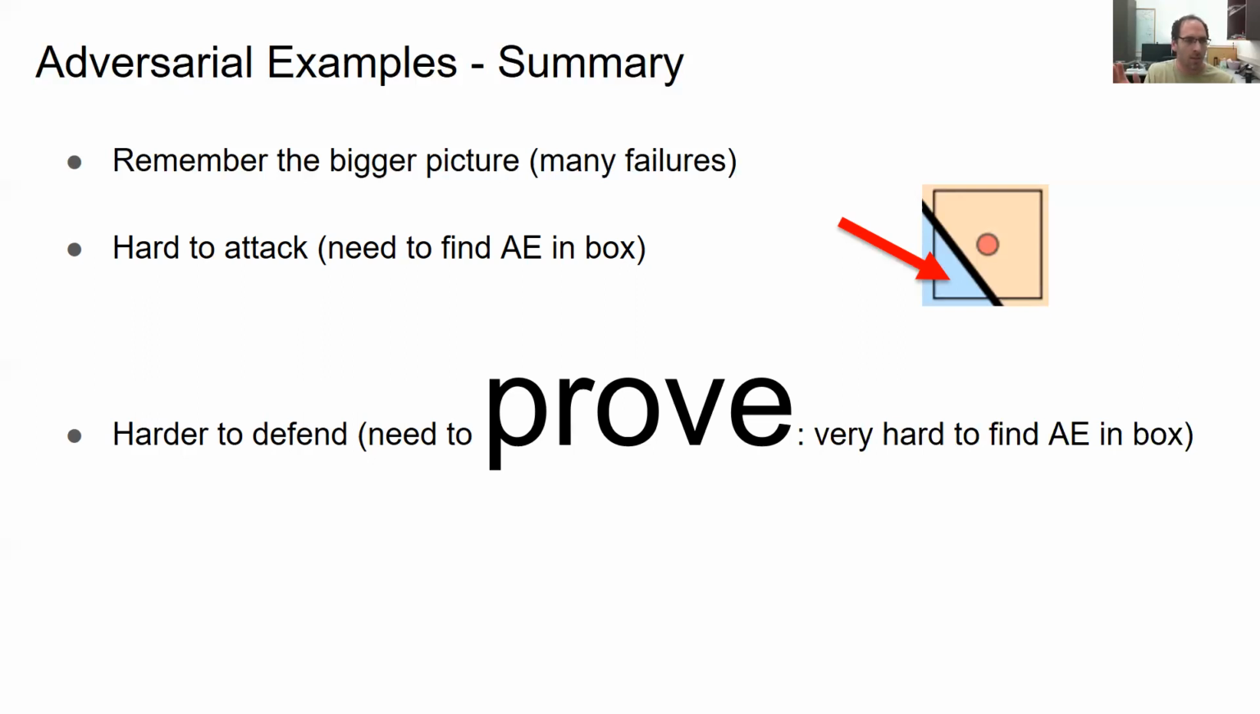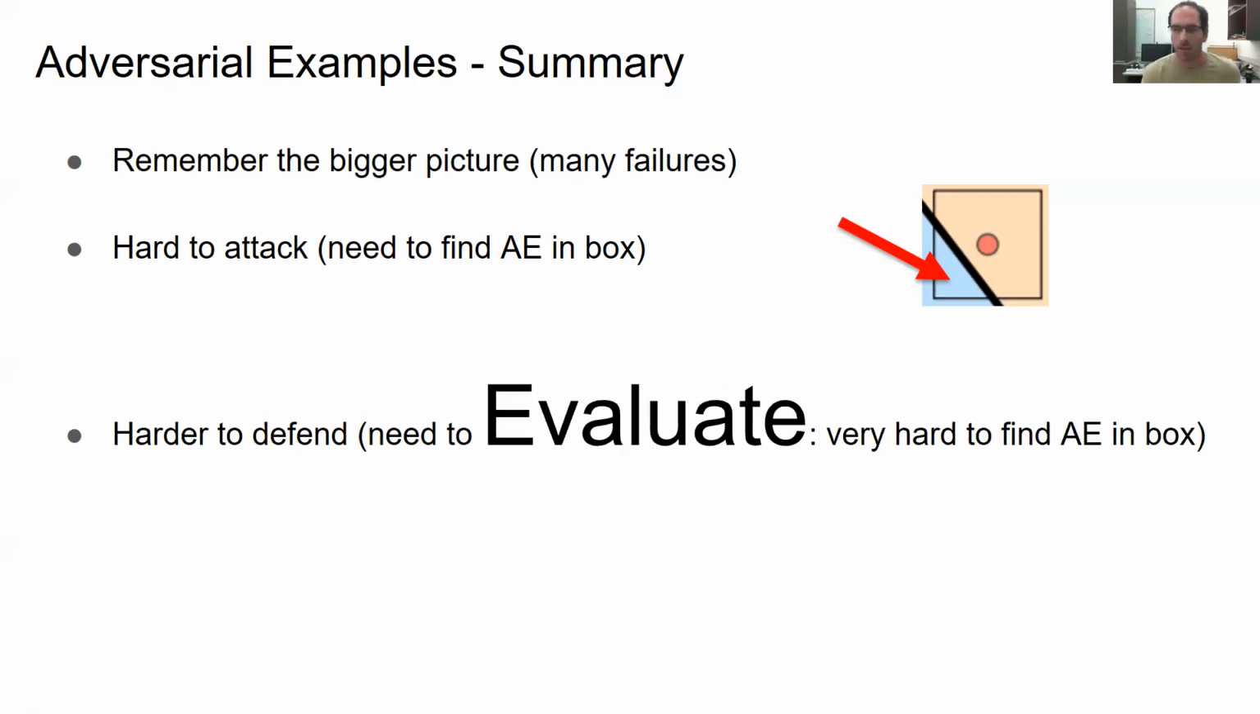In this line of work, there are some really neat papers, but they are not practical in any sense because the epsilons they are using are very, very small. But I think this is a very nice direction where the research is going, where you need to prove that your model is robust, provable robustness. If you are not willing to do stuff like that, you can at least evaluate your model very, very well. Make sure it's very hard to find an adversarial example in the box.